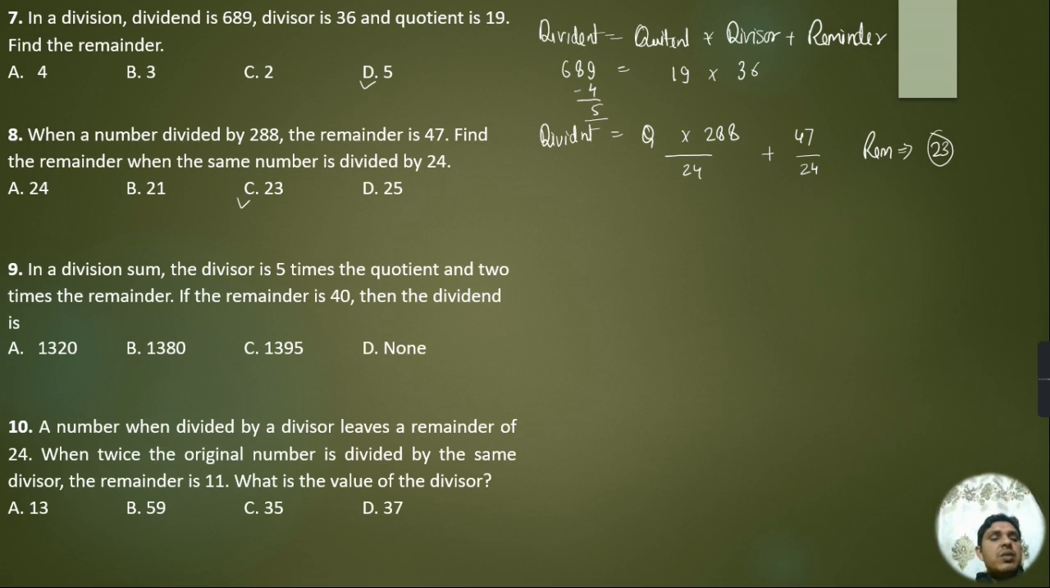Coming to the next question, question number 9. The question is, in a division sum the divisor is 5 times the quotient and 2 times the remainder. If the remainder is 40, then find the dividend.